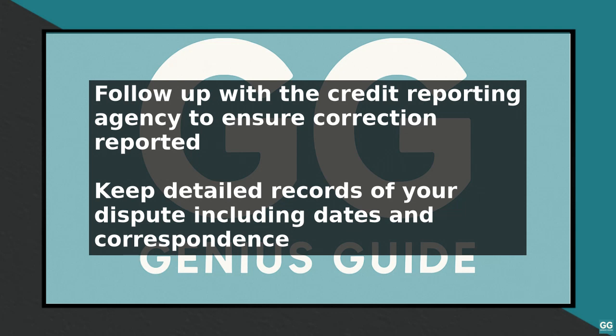Best practices include keeping detailed records of your dispute, including dates, times, and correspondence with the credit reporting agency. Also, be persistent and follow up regularly to ensure the error is corrected. Remember, disputing an error on your credit report can help improve your credit score and overall financial health, so it is crucial to take the time to review your report and dispute any inaccuracies.